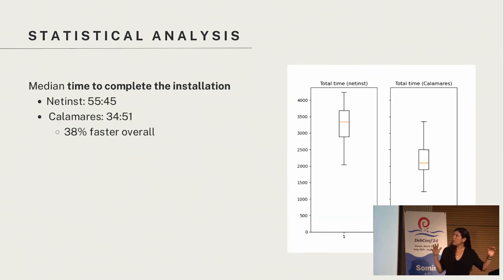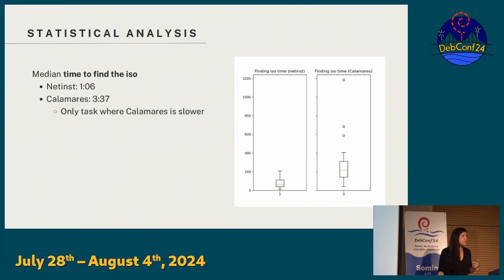So just a bit more statistical analysis. Median values: the median time to complete the installation using the netinst image was almost 56 minutes, and with Calamares, 35 minutes. So with Calamares, it was 38% faster overall. The mean time to find the ISO, which is when I said Calamares took longer, was almost 4 minutes, and netinst around 1 minute. And that was the only task where Calamares was slower.